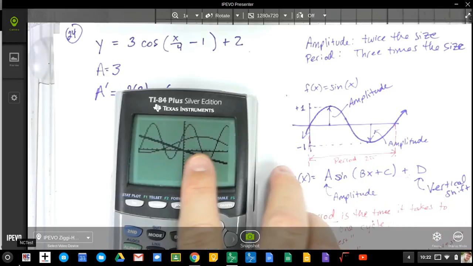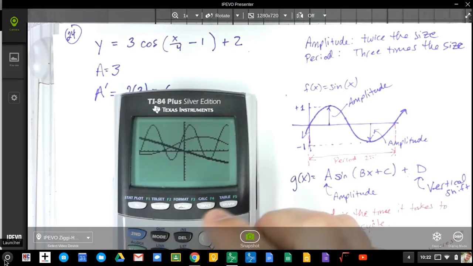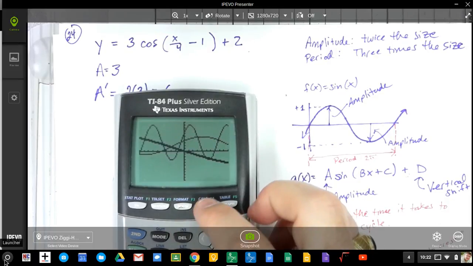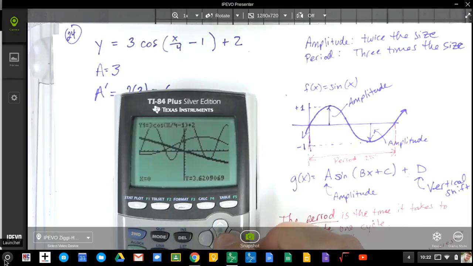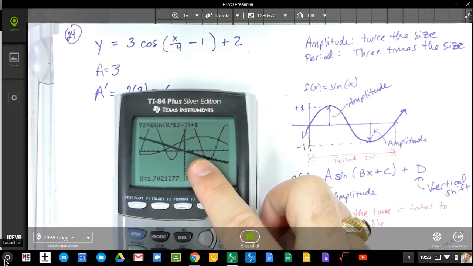All right, guys, do you see right here? And if you want to know which function you're on and you didn't use the bold, I can hit trace. And right here, I'm on the original function. Do you see that? Because it says Y1 at the top. If I go down to the bold function right here, that's Y2. Does that have a longer period or a shorter period? Longer or shorter? Longer, right?